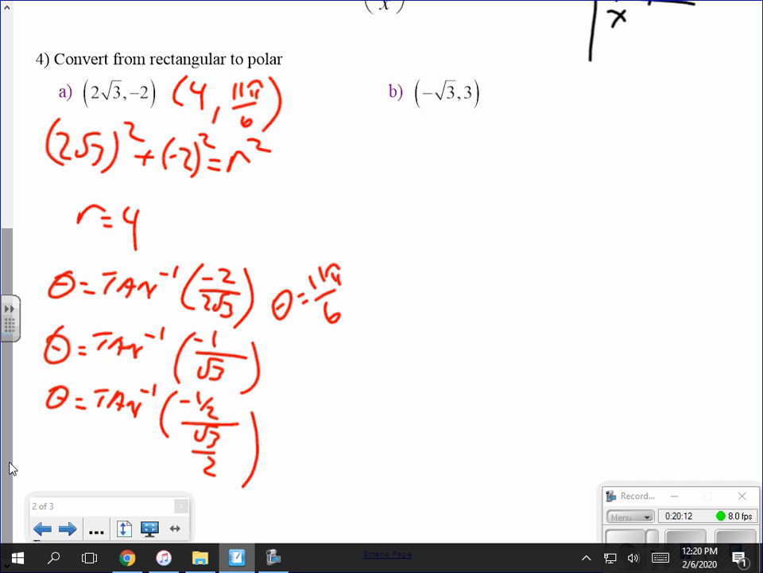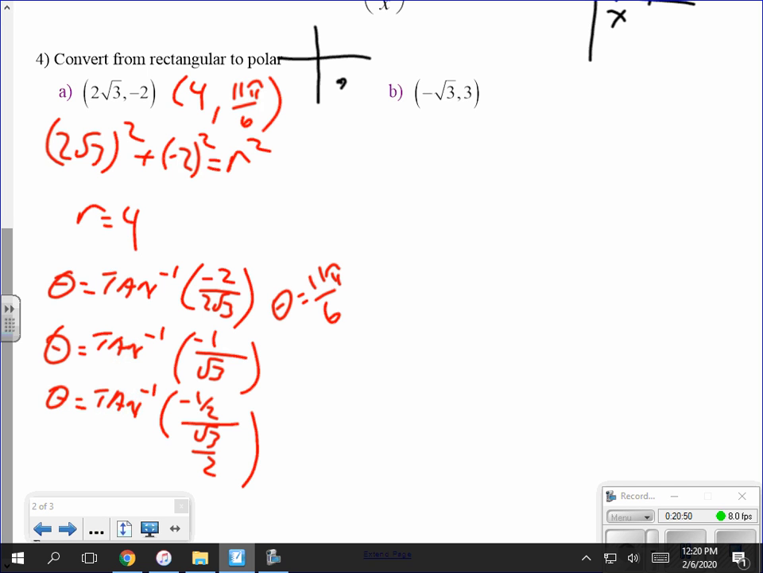Now, the question is, we have to stop and think a little bit. Does this make sense? Because there are other angles that we take theta of, or take the tangent of, that will give us the same thing. In fact, there are two of them in particular that will do this. What quadrant is our original point in? Where's the x and where's the y? Where's our original point at? It's over here somewhere, right? Because x is positive, y is negative, that's where it is, right?